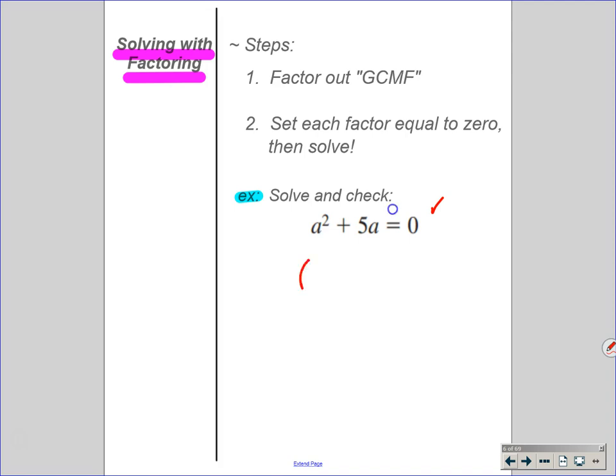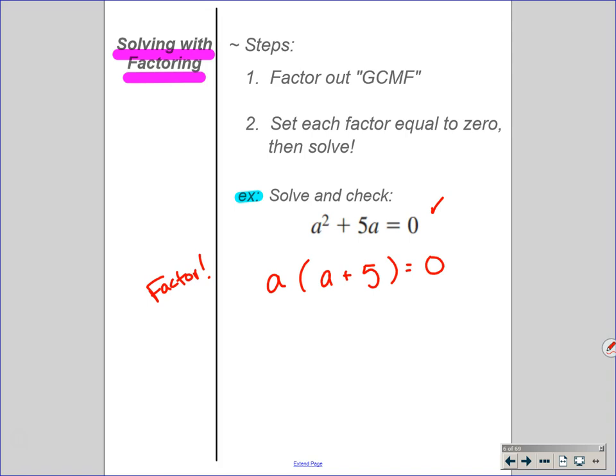Before we can split up, we have to ask ourselves, okay, fine. It's not in factored form. I'm going to put it in factored form. What's my GCF? Just an A. Just one A. That's it. What's left when I pull out the A? A plus 5. I took away the A from him, took away an A from him.